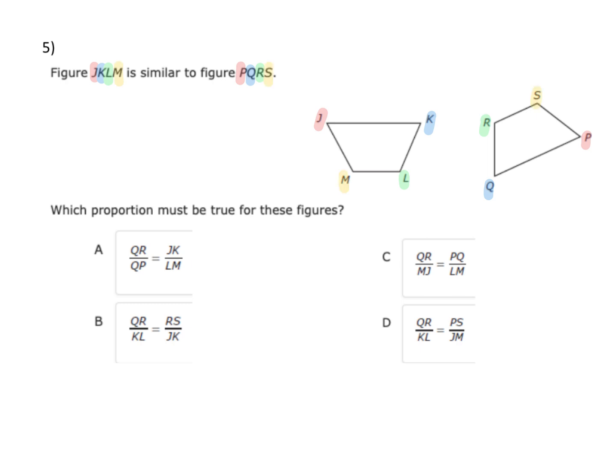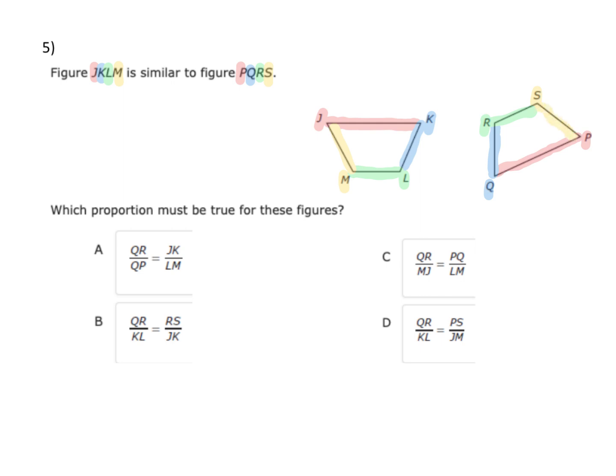Then I need to color code the sides. So I'm going to go red to blue. Red to blue. Then blue to green. Green to yellow. And then yellow to red.